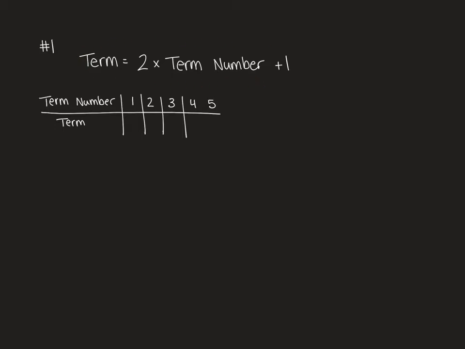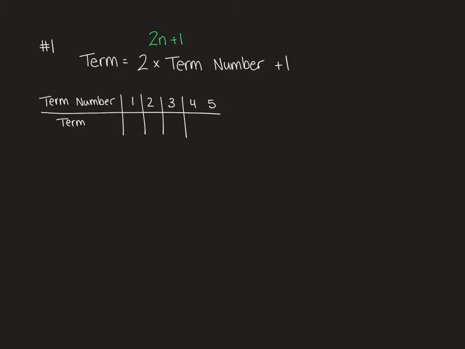And if we wanted it to look more like the formulas we were using yesterday, we would go 2 times the term number. Well, our term number we could replace with n plus 1. So these are 2 different ways of writing the same formula. Now the first part is going to ask you to fill in this chart where they tell you the term equals 2 times the term number plus 1.